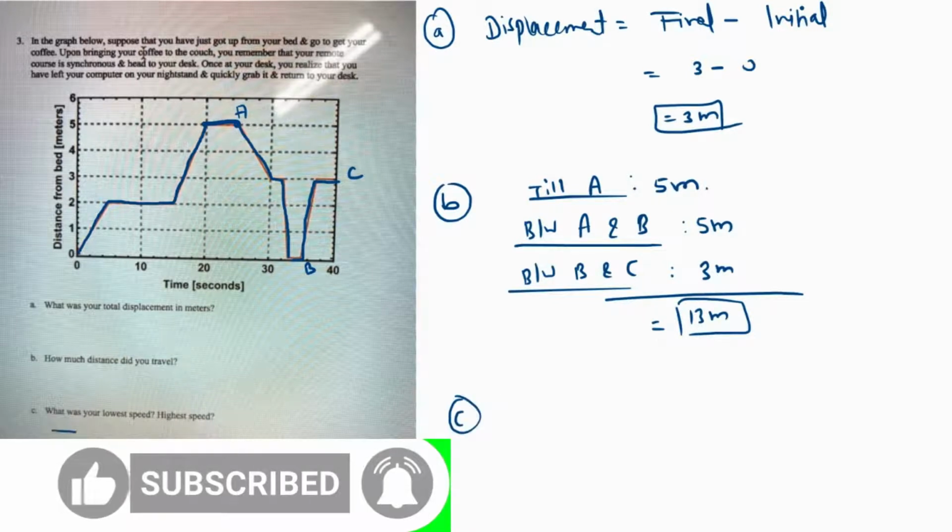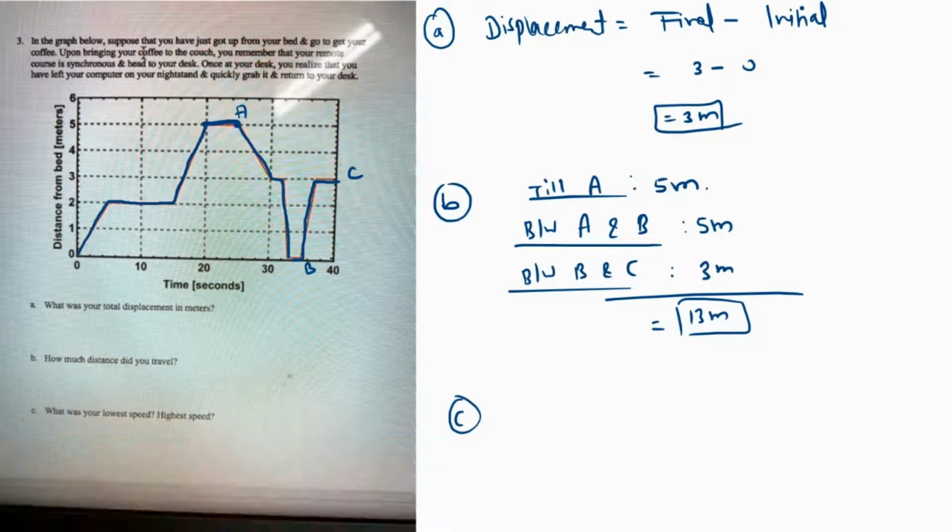And for part C, what was your lowest speed and the highest speed? So for the speed, we know that the speed is nothing but the distance traveled over the time. In this particular case, the distance is not changing, so the speed is 0. In this case as well, for this interval, speed is 0. For this interval, speed is 0. For this interval as well, speed is 0. So let's consider the speed over here as v1. This is v2. This is v0. This is v3. This is v4, and this is v5. Let's try to find out all the speeds over here.